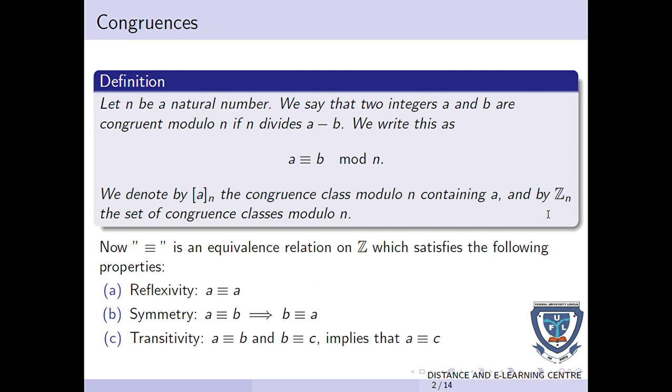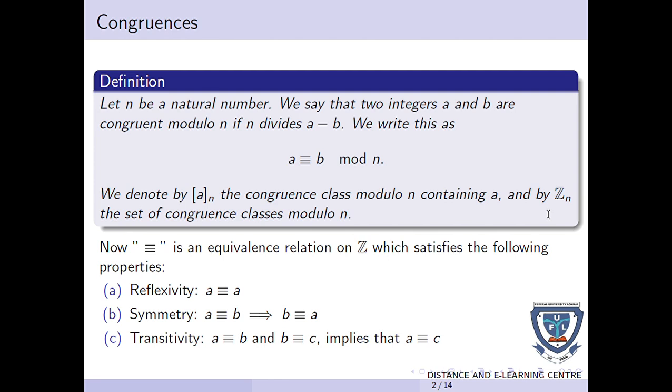Let's begin by definition. Let n be a natural number. We say that two integers a and b are congruent modulo n if n divides a minus b. We write this as a is congruent to b modulo n. By way of notation, we write [a]_n to mean the congruence class modulo n that contains a, and by Z_n, we also mean the set of congruence classes modulo n.